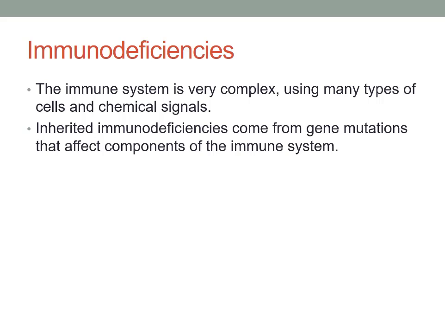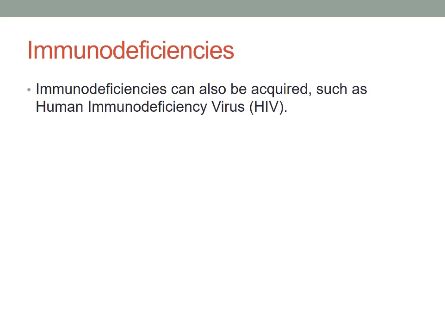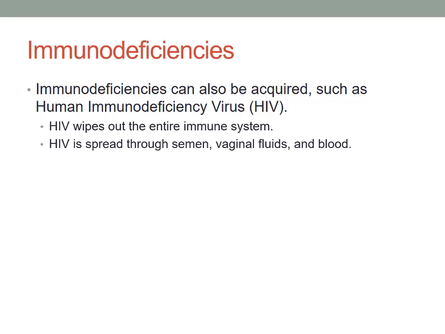Inherited immunodeficiencies come from gene mutations that affect components of the immune system. Immunodeficiencies can also be acquired, such as human immunodeficiency virus, or HIV. HIV wipes out the entire immune system over a period of time. HIV is spread through semen, vaginal fluids, and blood.